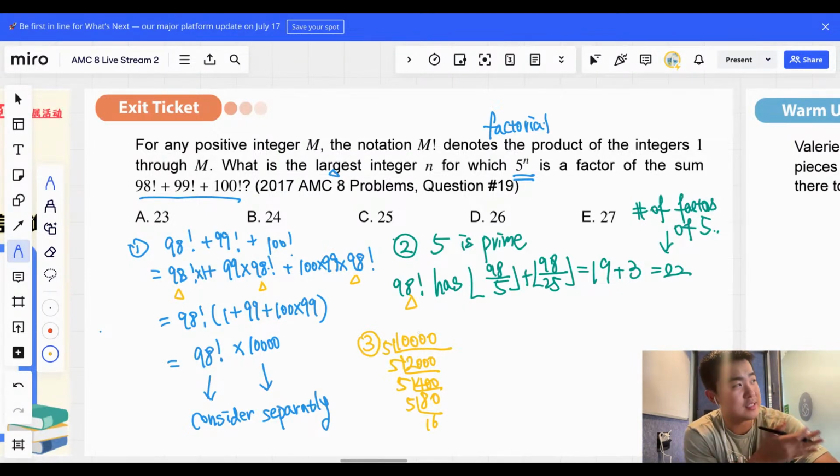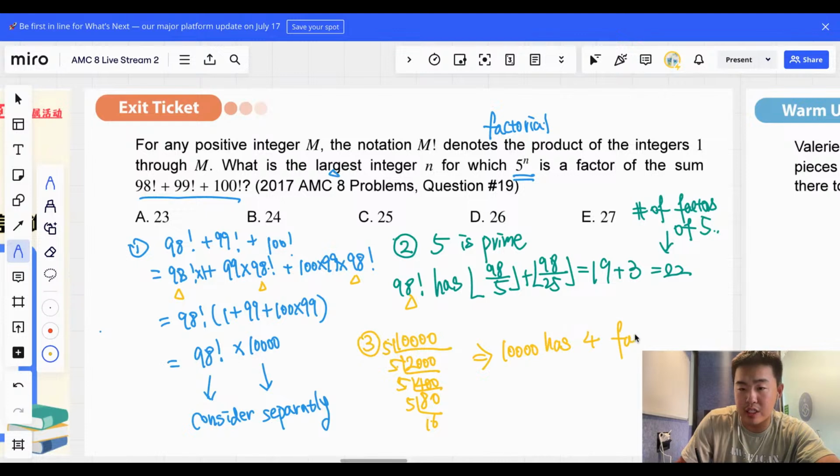You can still say, okay, 16 is 2 to the fourth power. But remember, we only care about what powers of 5. So how many powers of 5 do we have? 1, 2, 3, 4. So we now have 4. Now I will just put here: 10,000 has 4 factors of 5.